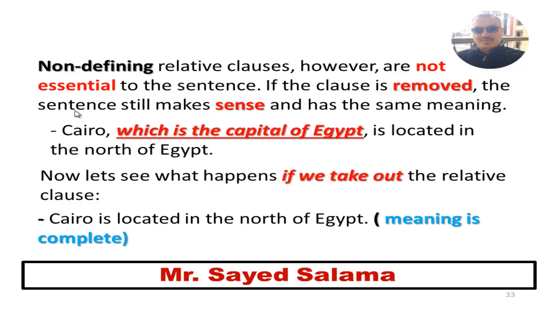Cairo, which is the capital of Egypt, is located in the north of Egypt. Now let's see what happens if we take out the relative clause. You can say Cairo is located in the north of Egypt, so the meaning is complete. Remember that which is built between two commas.